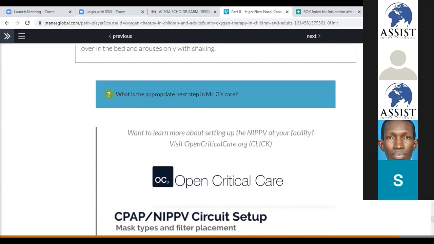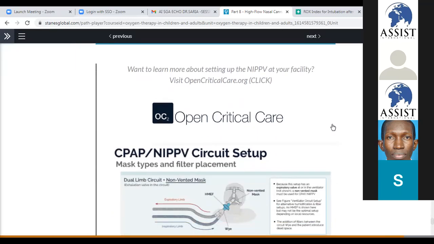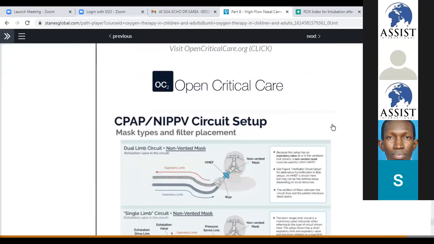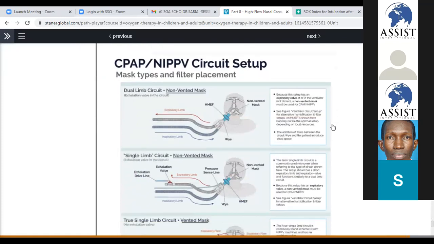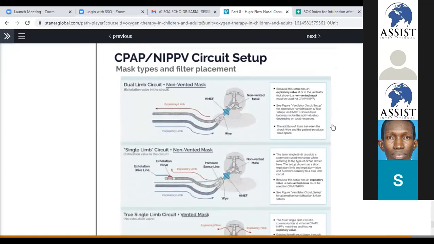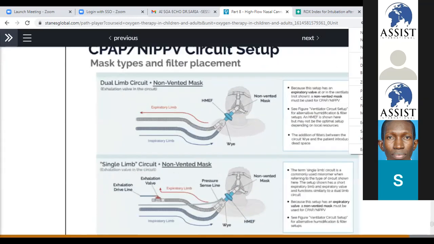So, great. We can see some different things here, the way the circuit will be needed. So basically here, in short, we are talking about what are the setup, what are the things that you will need to be able to initiate and provide the non-invasive ventilation or non-invasive positive pressure ventilation in terms of CPAP.